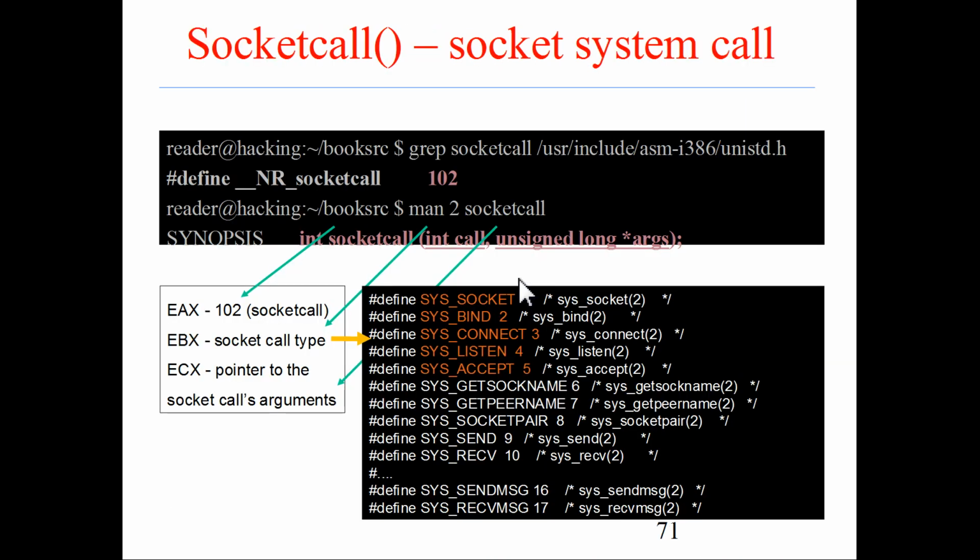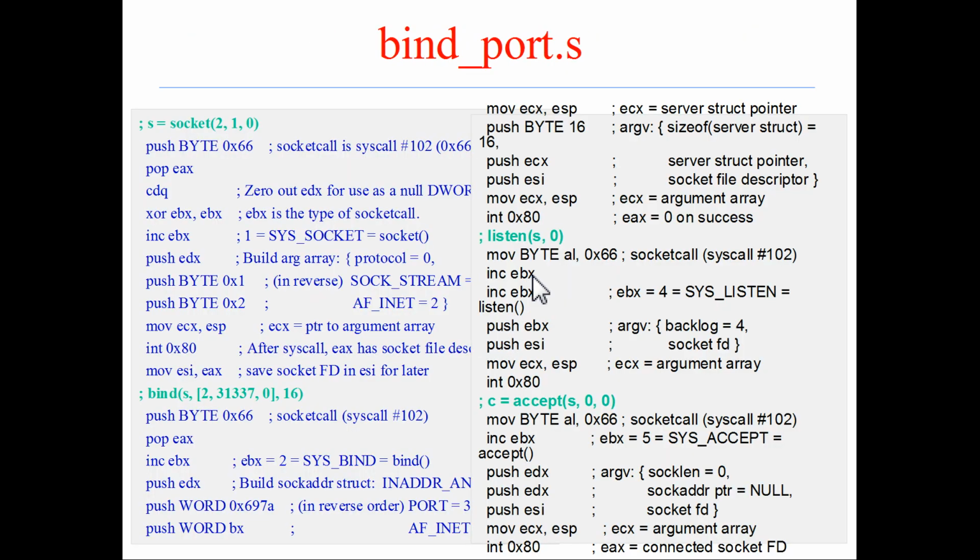We're calling the listen function, so EBX is still 2, and going back to the table, we're going to need to make it 4, so we increment EBX twice to make it 4, which is sys listen. This should be tabbed over, ignore listen parentheses, that's not valid assembly. Then we push EBX, which is going to be 0, or rather it's going to be 4, sorry. And then we push ESI, which is still going to be the socket file descriptor.